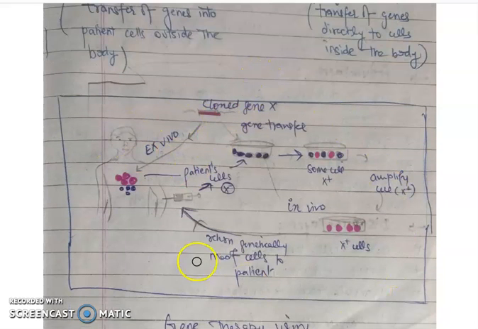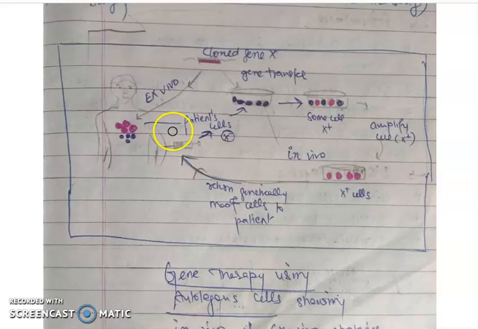So this is a generalized, schematic representation of both kinds of approaches. In the ex vivo approach, the cells are taken out from the patient's body, and the therapeutic gene is inserted into the somatic cells. The cells which take up the therapeutic gene are selected and amplified, and then they are put back into the patient's body. So this is the ex vivo approach.